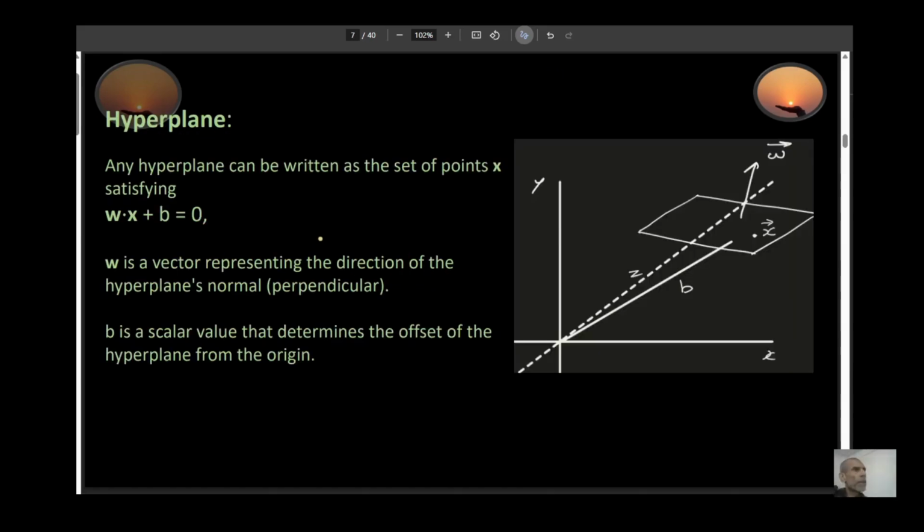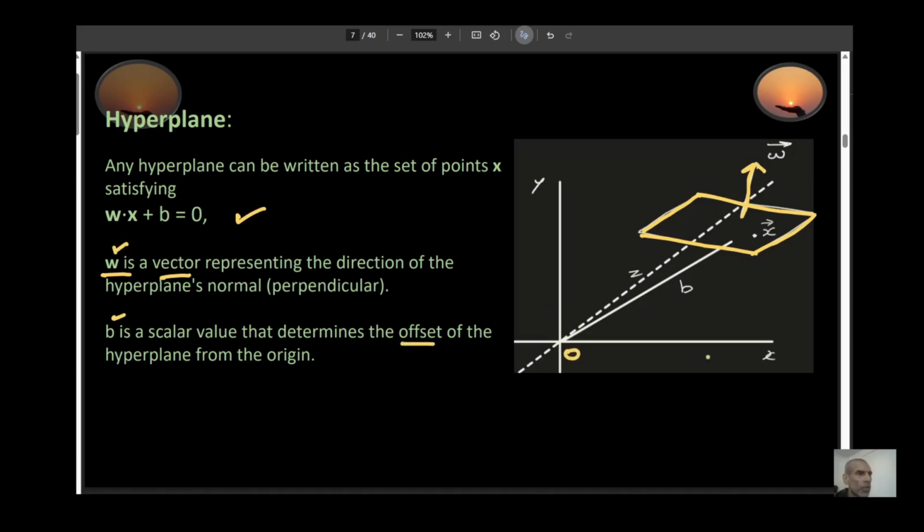Now, any hyperplane can be written through this expression right here. In this case, your W is a vector. It represents the direction of your hyperplane. So suppose this is my hyperplane right here, this one. In this case, W would be a vector normal to the hyperplane. That's what your W refers to. B is a scalar value. It determines how far your hyperplane is from the origin.